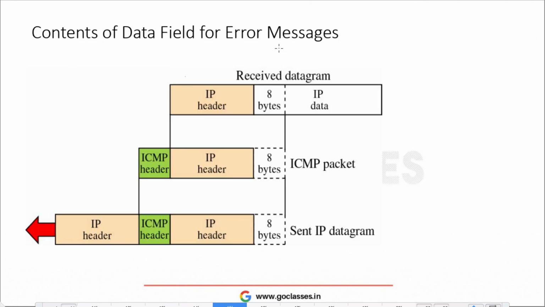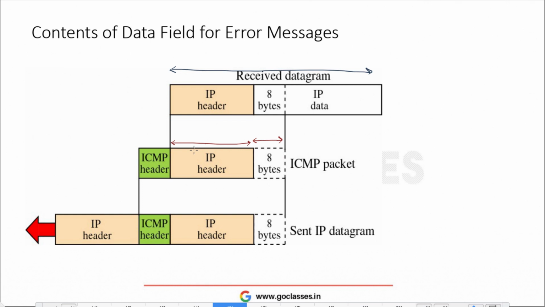Now let's suppose this is the received datagram and it has some error. This error message will be encapsulated in the ICMP header. Just notice this: we take the IP header and then the first 8 bytes in the case of an error message. Why are we taking the first 8 bytes? So that the receiving source, which means the host I am sending this packet to, will get to know why there is an error.